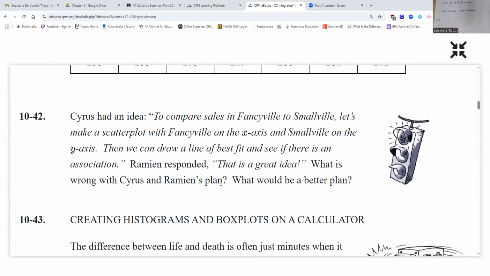Cyrus had an idea to compare sales in Fancyville to Smallville. Let's make a scatter plot with Fancyville on the x-axis and Smallville on the y-axis. Then we can draw a line of best fit and see if there's an association.